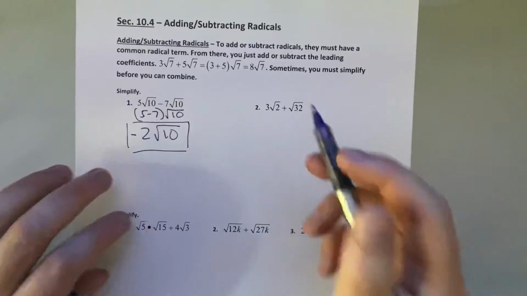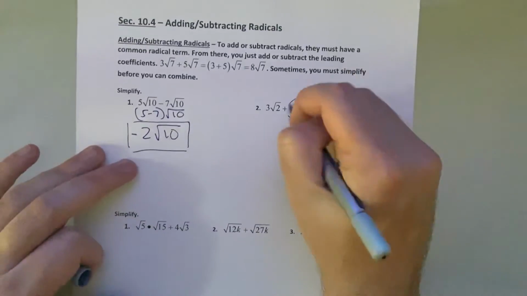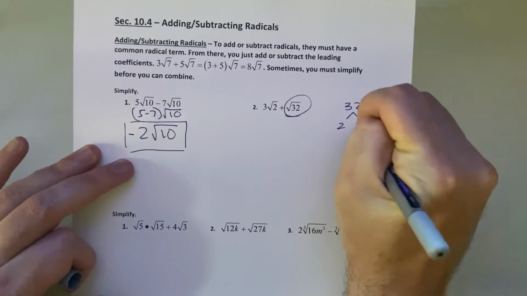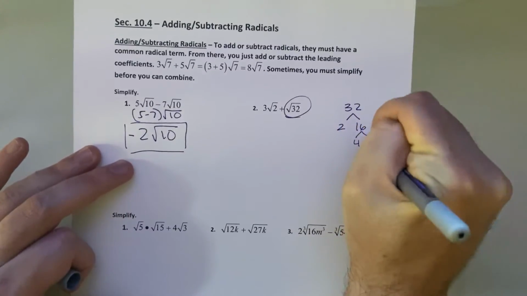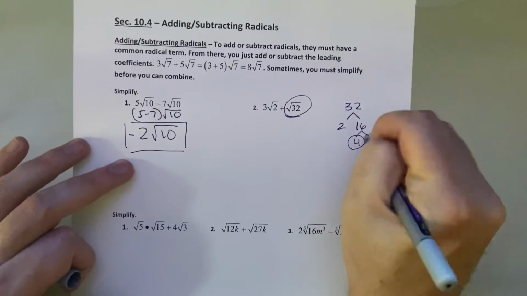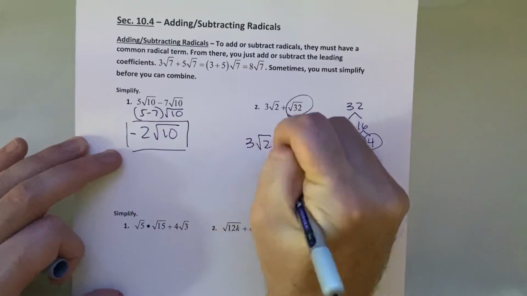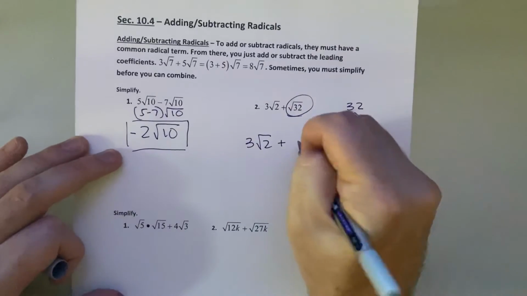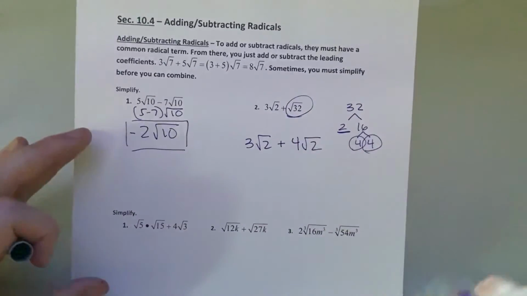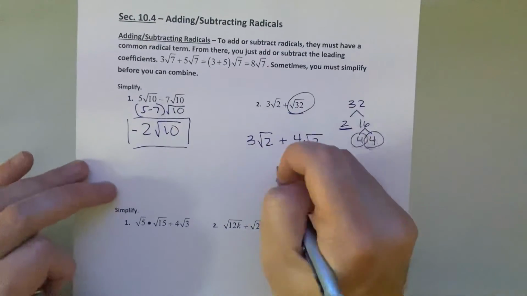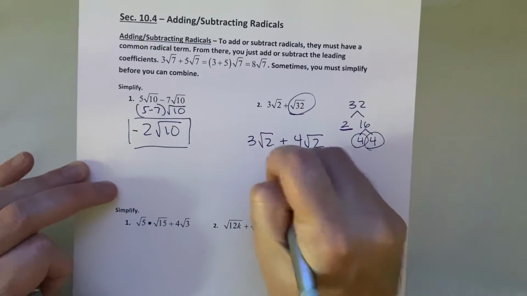If they don't match, you need to try to get them to match. Here, for the square root of 32, 32 is 2 times 16. 16 is 4 times 4. We have a pair of 4's and a 2 that stays under the square root. So this is really 3 square roots of 2. This thing becomes 4 square roots of 2. Now that they have the same square root, I can combine them. 3 plus 4 is 7 square roots of 2.